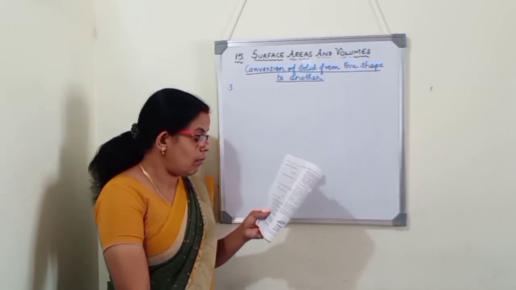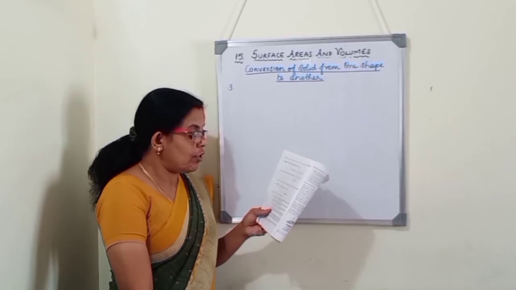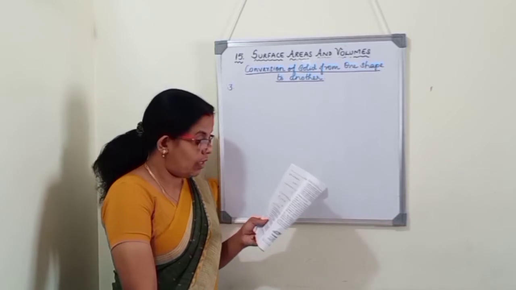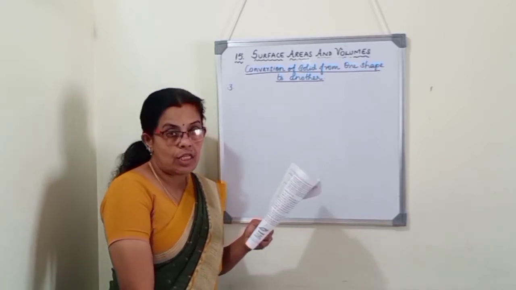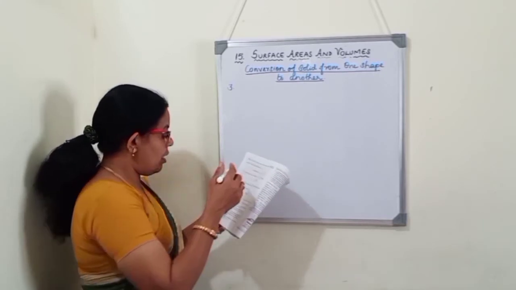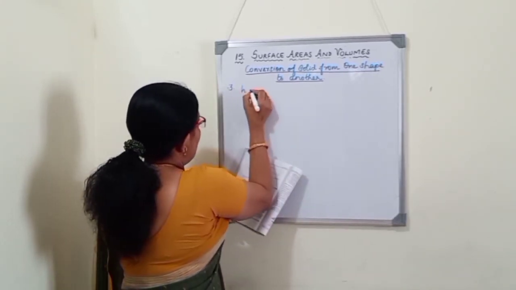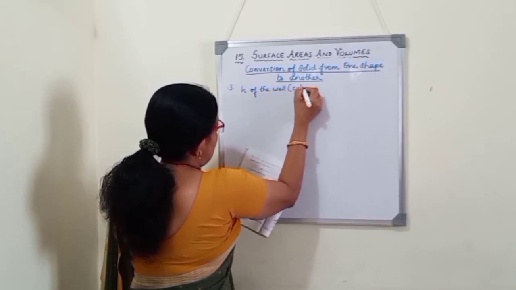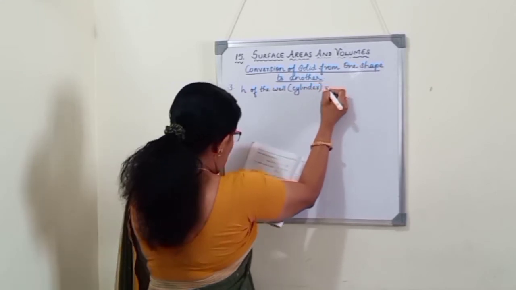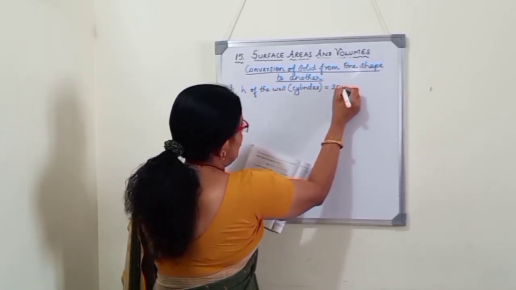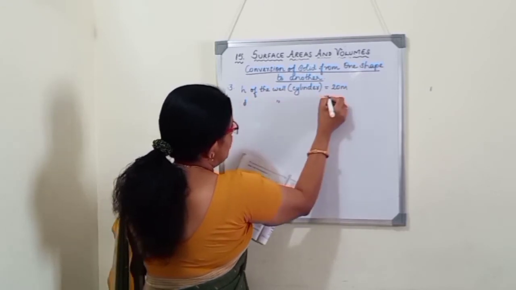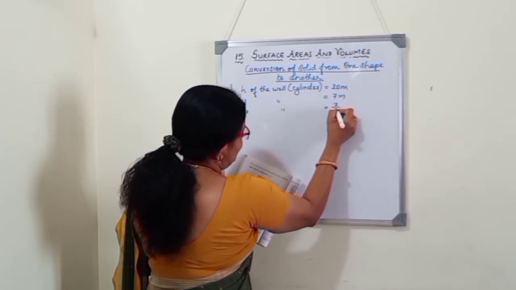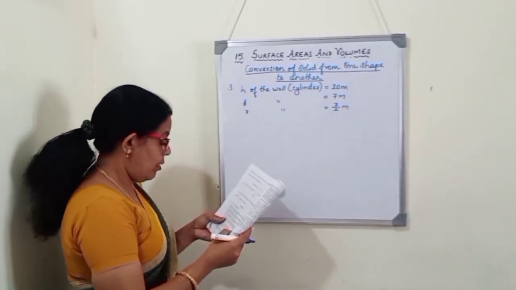22 meter by 14 meter means length and breadth, and we want to find the height of the platform. The platform is in the shape of a cuboid. Length, breadth and height we have to find. The well is the shape of a cylinder. So here the height of the cylinder, or well, is 20 meter and the diameter of the well is 7 meter. Therefore, the radius is 7 by 2 meter, or 3.5 meter we can write.